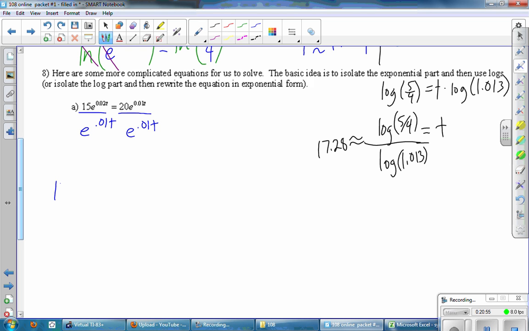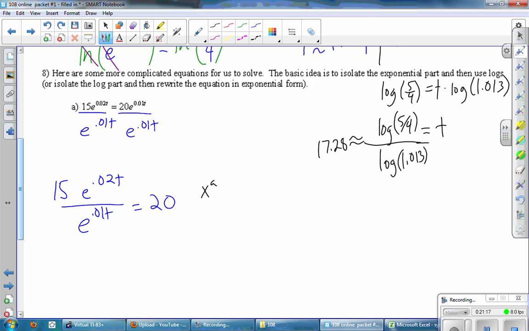And so on the left-hand side, we get 15 e to the 0.02t divided by e to the 0.01t equals 20. So the good news is at least the e's are together. And the better news is that there is a property that tells you how to handle e to something divided by e to something. I'll just remind you of maybe a more familiar looking way to see this property.